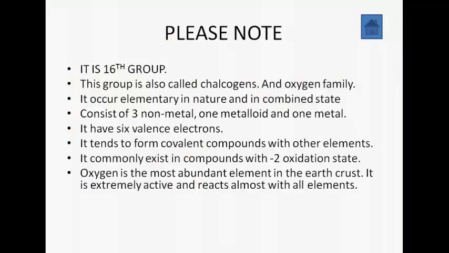So now we should note some basic points. First, it is the 16th group. Second, this group is also called chalcogens and the oxygen family. It occurs in elemental form in nature and in combined state. Next, it consists of three nonmetals, one metalloid and one metal. If I talk about the valency, it has 6 valence electrons, and for compound formation, they form covalent compounds with other elements. Next, it commonly exists in compounds with a minus 2 oxidation state. More, they also show plus 2, plus 4 and plus 6 oxidation states.